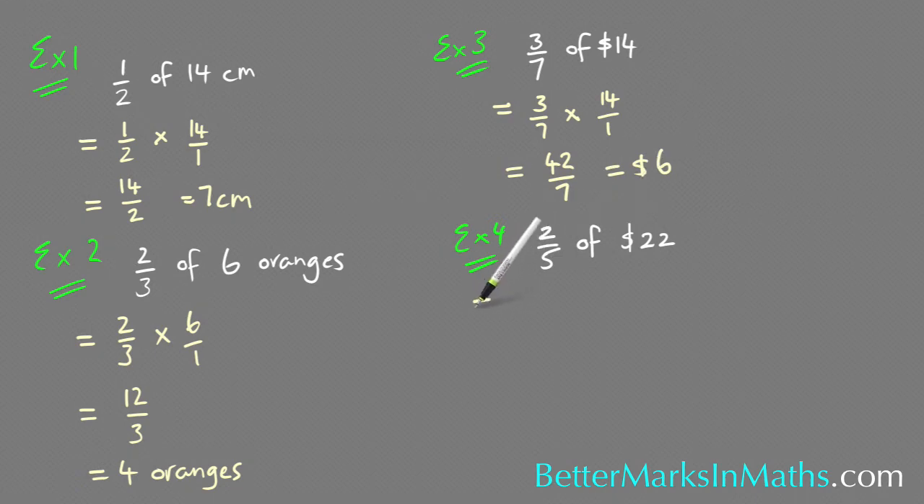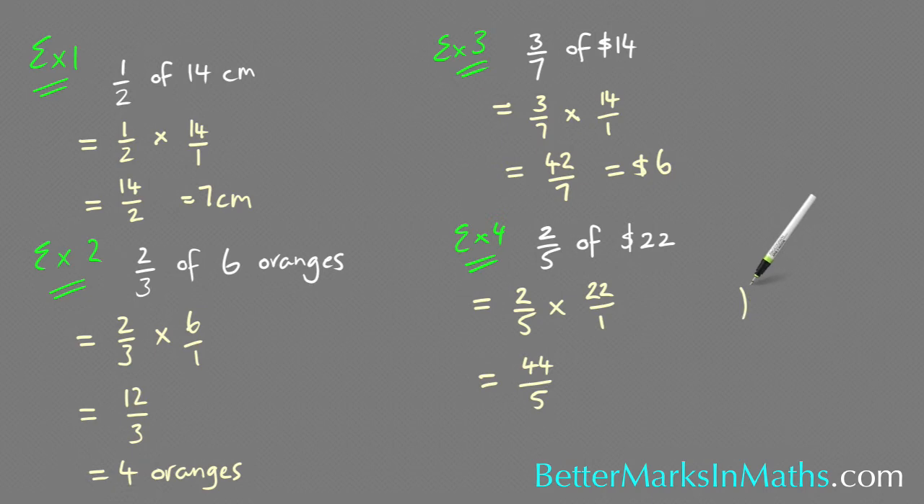And then this last one, you're going to get a decimal for your answer. So this is where you'll need to do a short division. And the idea with all of these is to not use your calculator so that you learn how to use the steps. And 2/5 of $22 becomes 2/5 times 22 over 1. And then 2 times 22 is 44 over 5 times 1 is 5.